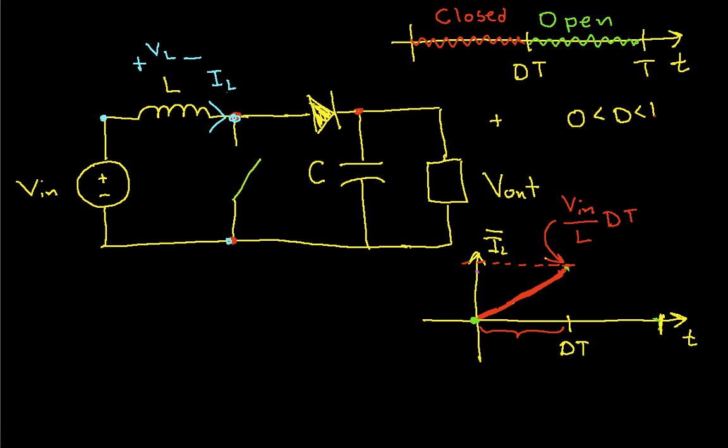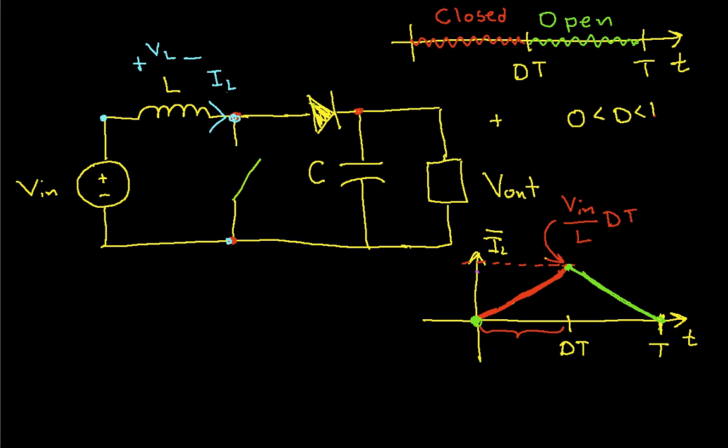One last assumption that we need to make about this whole analysis is that we are operating in steady state, which means that V out is not changing and that the current that starts at a value of zero when the switch is first closed goes up to this value when the switch is then opened. In order for us to have a steady state operation, this current has to go back down to a value of zero at time T for the next time that the switch will close. Otherwise, we wouldn't have a steady state operation. This is important because this gives us the relationship between V out and V in.